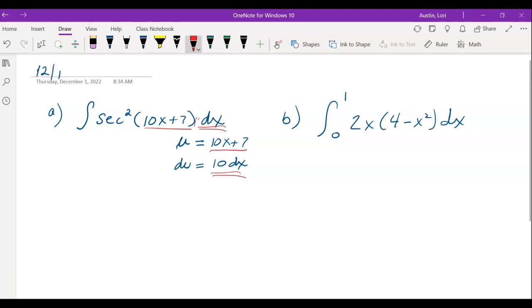I can go ahead and stick that 10. I can put it anywhere I want. I'm going to put it next to there so it looks like 10 dx. I can do that as long as I do what? Yeah, you can do it as long as you balance it out there.